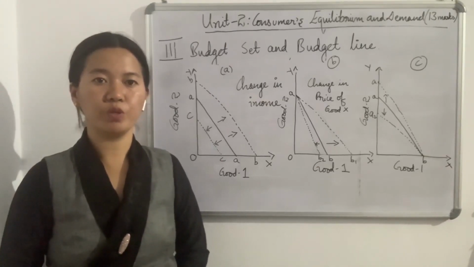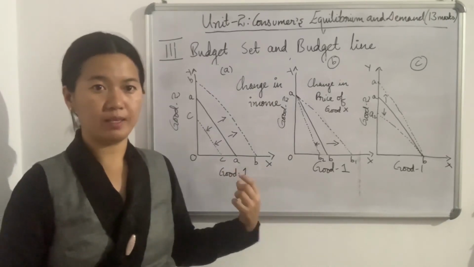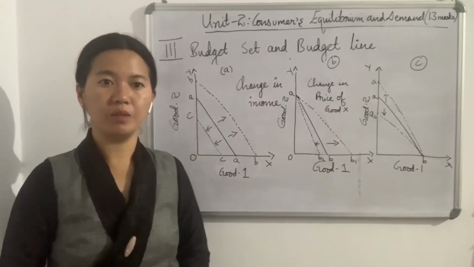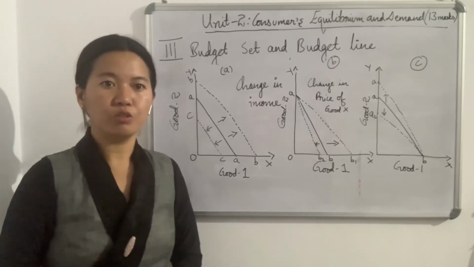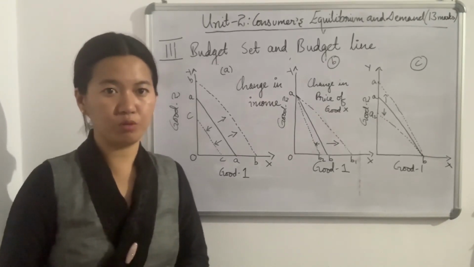And the last concept which we are going to learn in today's session is the shift and rotation in budget line. As we have seen, the budget line mainly rotates around your income and the prices of two goods. So the shift and rotation also depends upon your income and the prices of two goods.